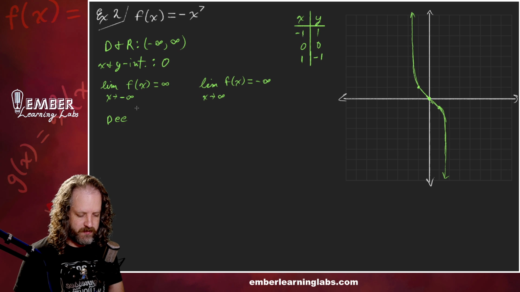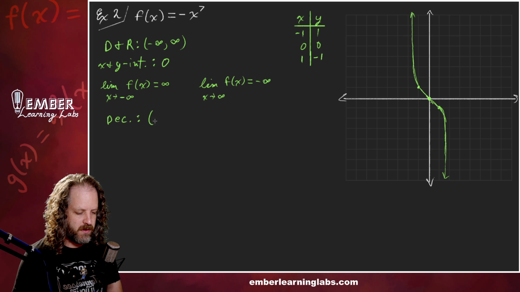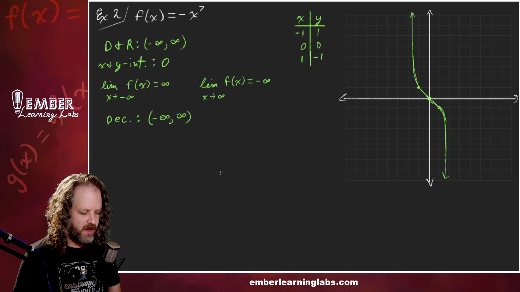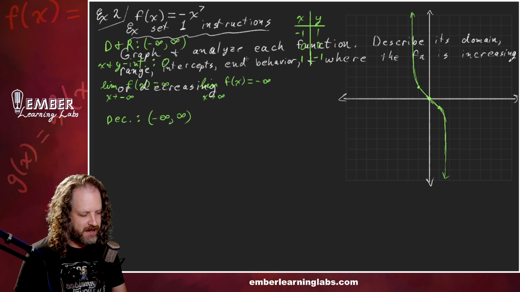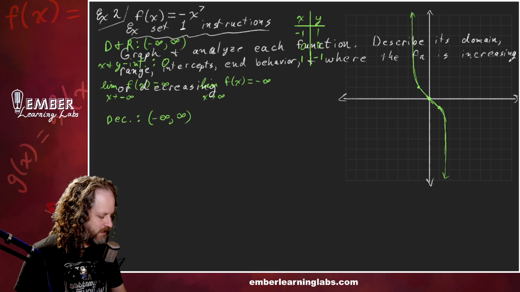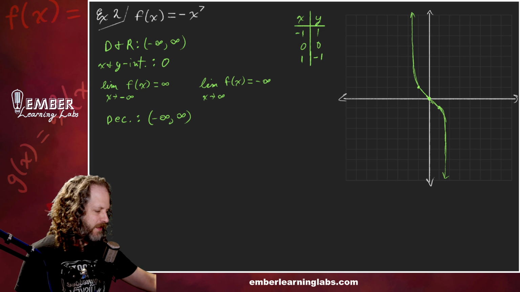Function decreasing. Oops. Decreasing from negative infinity to positive infinity, right? There we go. We get everything we needed: domain and range, intercepts and behavior, where the function increases. We did it. We answered all the things.